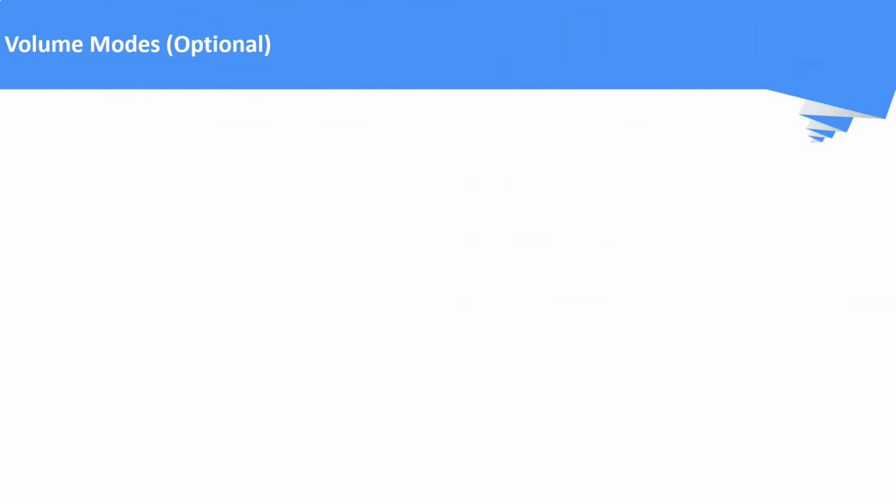Volume modes. Kubernetes supports two volume modes in persistent volumes. That is, file system mode or block mode. This volume mode is an optional parameter in the YAML definitions. File system is the default mode if the volume mode is not defined.